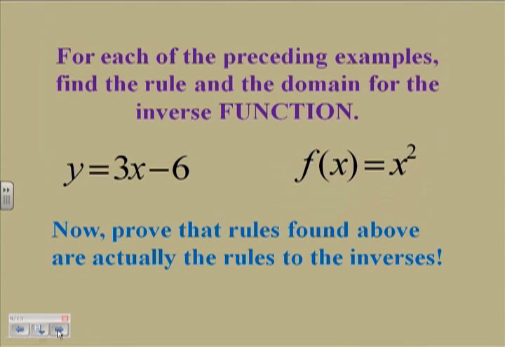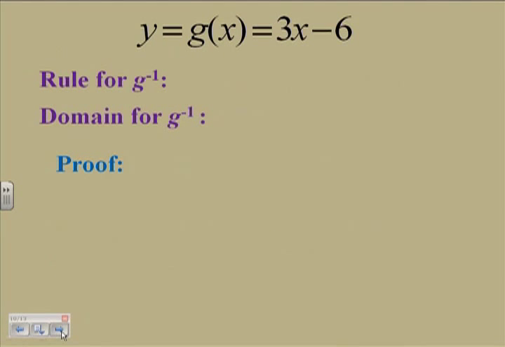Now let's actually get into some of the meat of doing some problems related to inverses. So we still are working with our same old buddies, our linear function y equals 3x minus 6, and our quadratic function f of x is equal to x squared. And I said I want to get the rule for the inverse, I want the domain for the inverse, and then prove that you have inverses. Okay, well, let's get started.